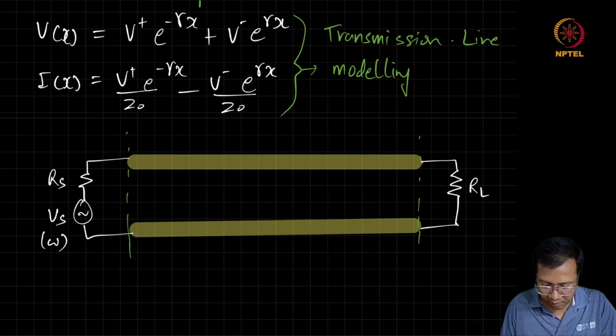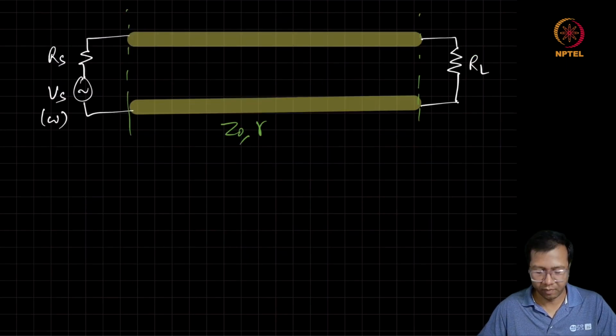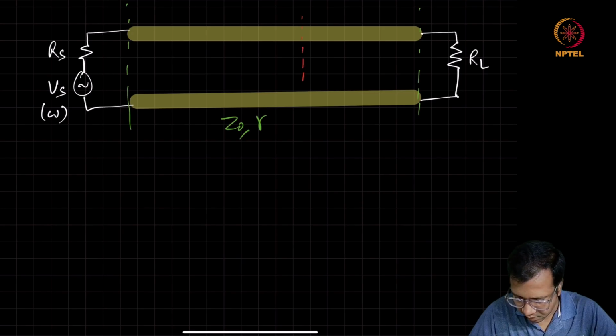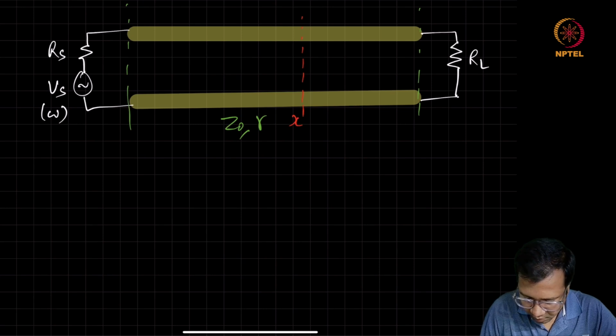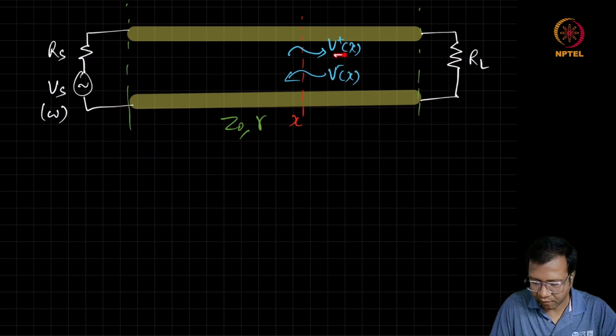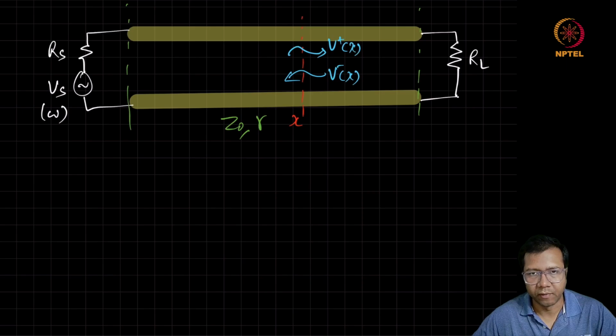Z0 and gamma purely depend on the way lines are constructed. For a lossless line, gamma is purely imaginary. So the voltage at any location x is the sum of two traveling waves. Similarly, we can also find that there are two traveling waves for the current, and their summation gives you the current at that location.